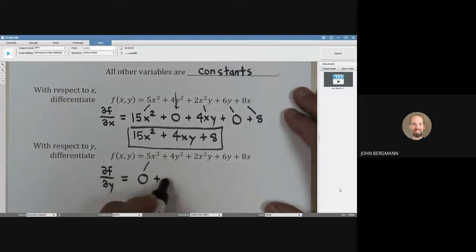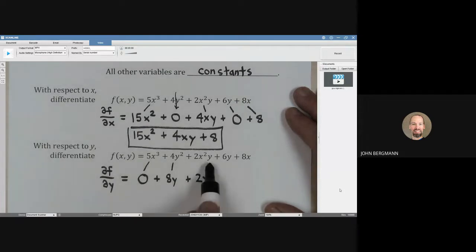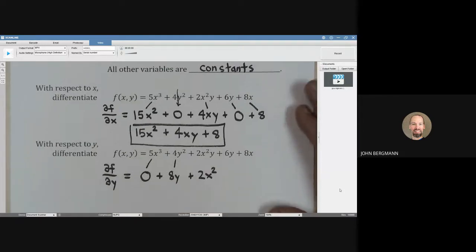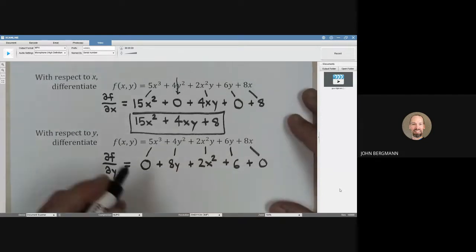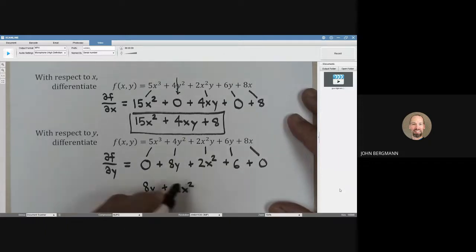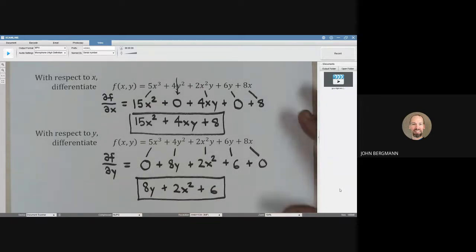When you differentiate the next bit, you'll get 8y. When you differentiate the next bit, you'll get 2x squared, because y is to the first power, and so when you differentiate it, it goes to the 0 power, plus 6, so that gets differentiated to that, that gets differentiated to that, and 8x will get differentiated to 0. If you wanted your final answer, I think, wouldn't it be 8y plus 2x squared plus 6? That's how you do partial derivatives.